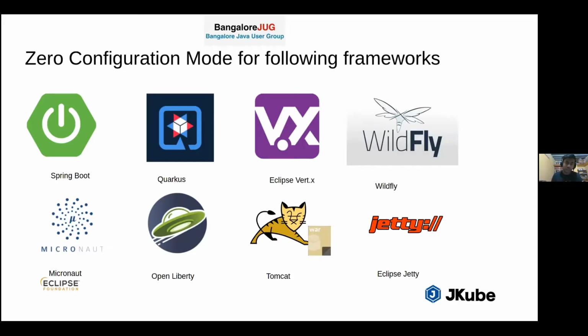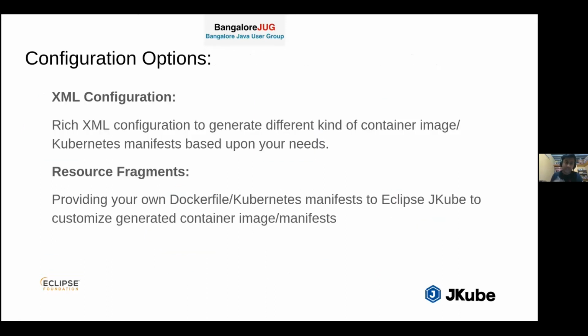So right now, JKube checks the project dependencies and project plugins, what plugins are used, and according to that, JKube makes some opinionated defaults, and it creates the Docker image and manifests for you. It's really helpful when you don't know much about the plugin, and it's really helpful in getting started quickly. But this zero configuration mode might not work for all, and we might want to tune the plugin's output according to our needs. So we also provide a rich set of configuration options.